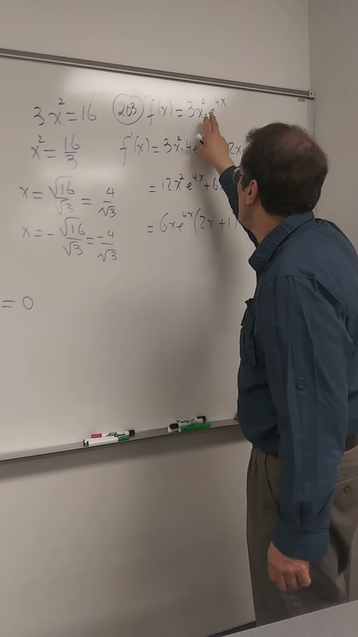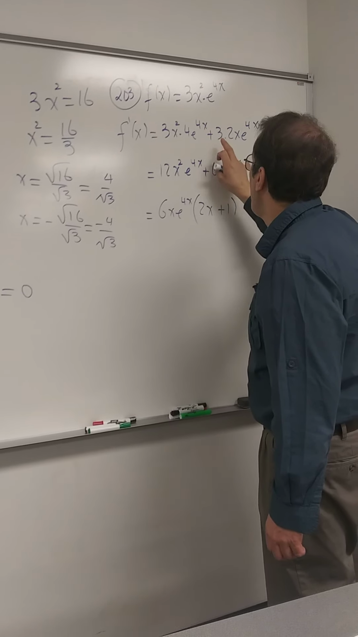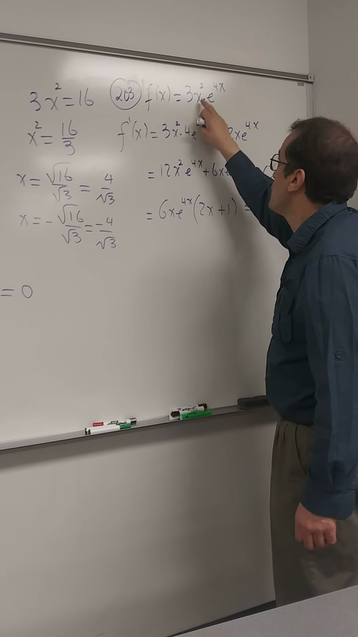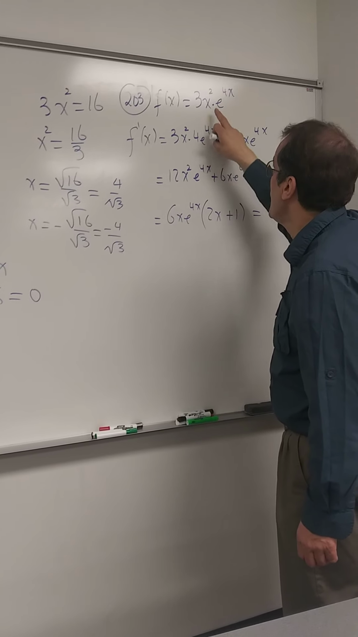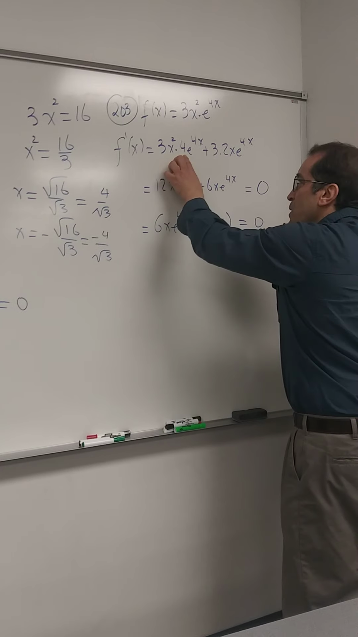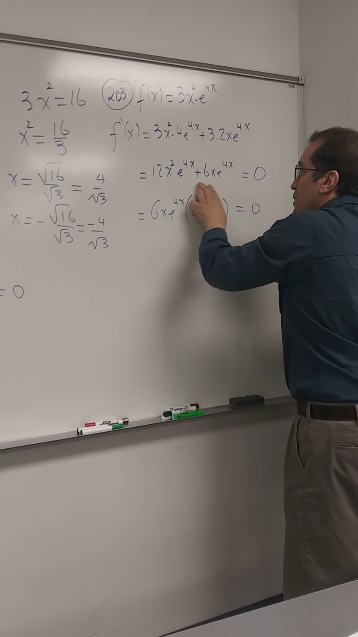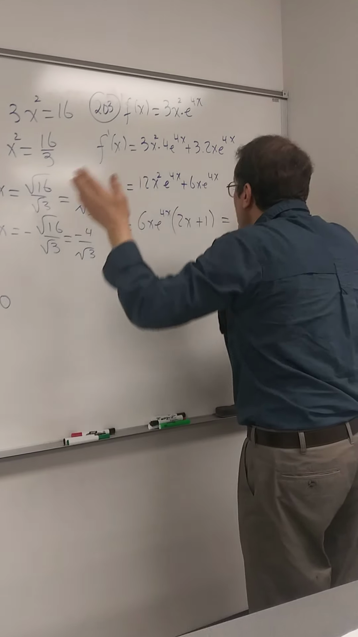So you write 3x² times the derivative of e^(4x), which is 4e^(4x), plus 3 times 2x, which is the derivative of x², times this function, which is e^(4x). 3x² times 4 is 12x². 3 times 2x is 6x. So that's what you have next. And we need to set this equal to 0.